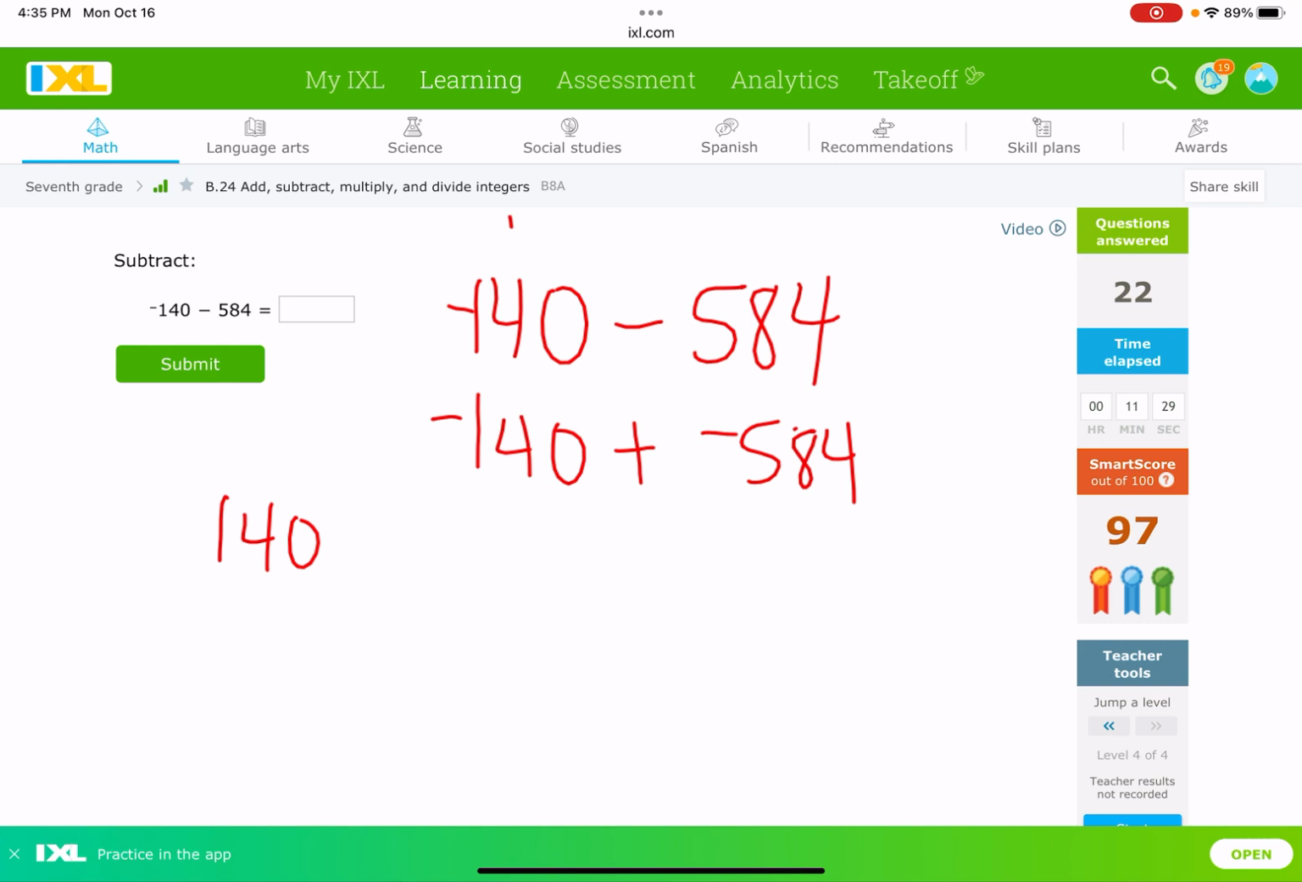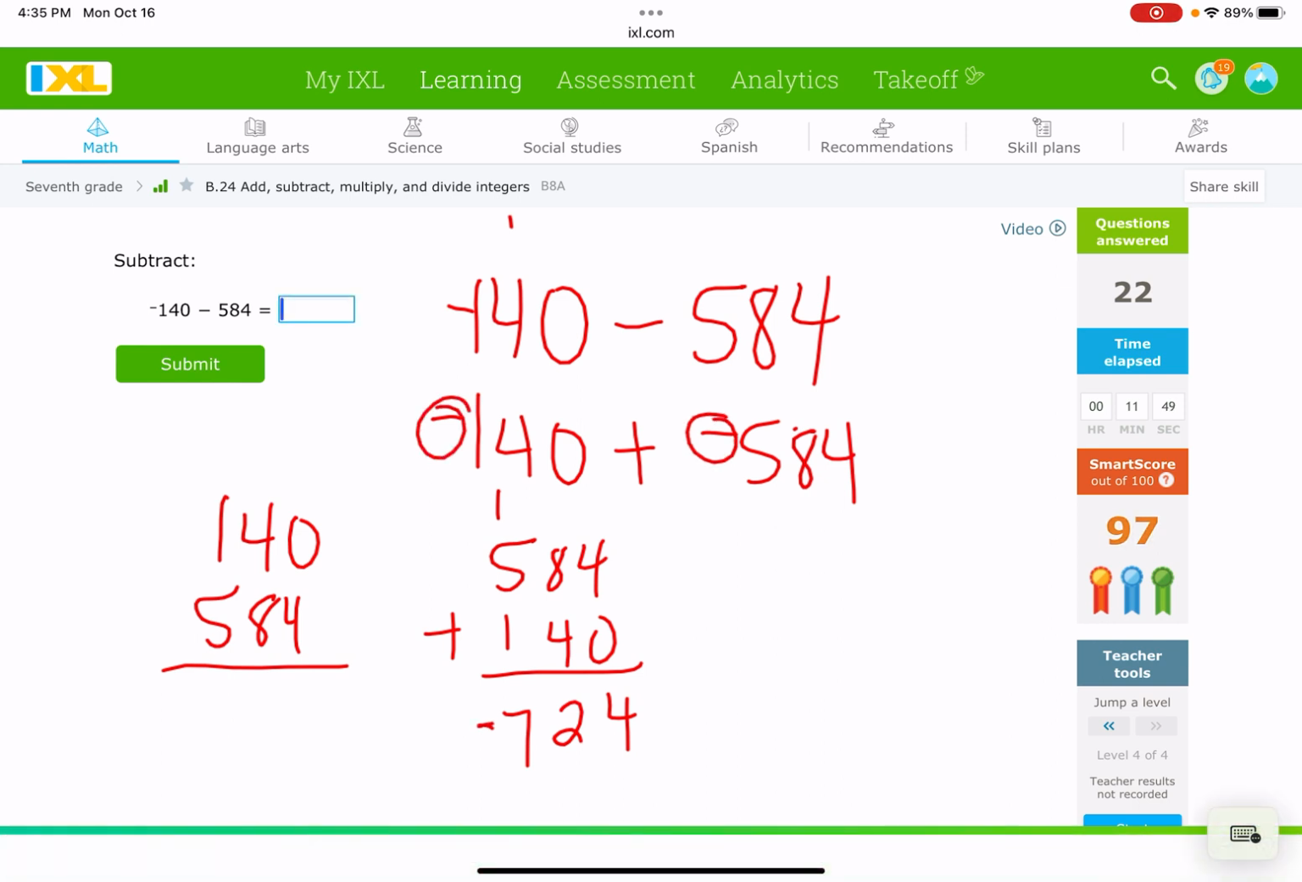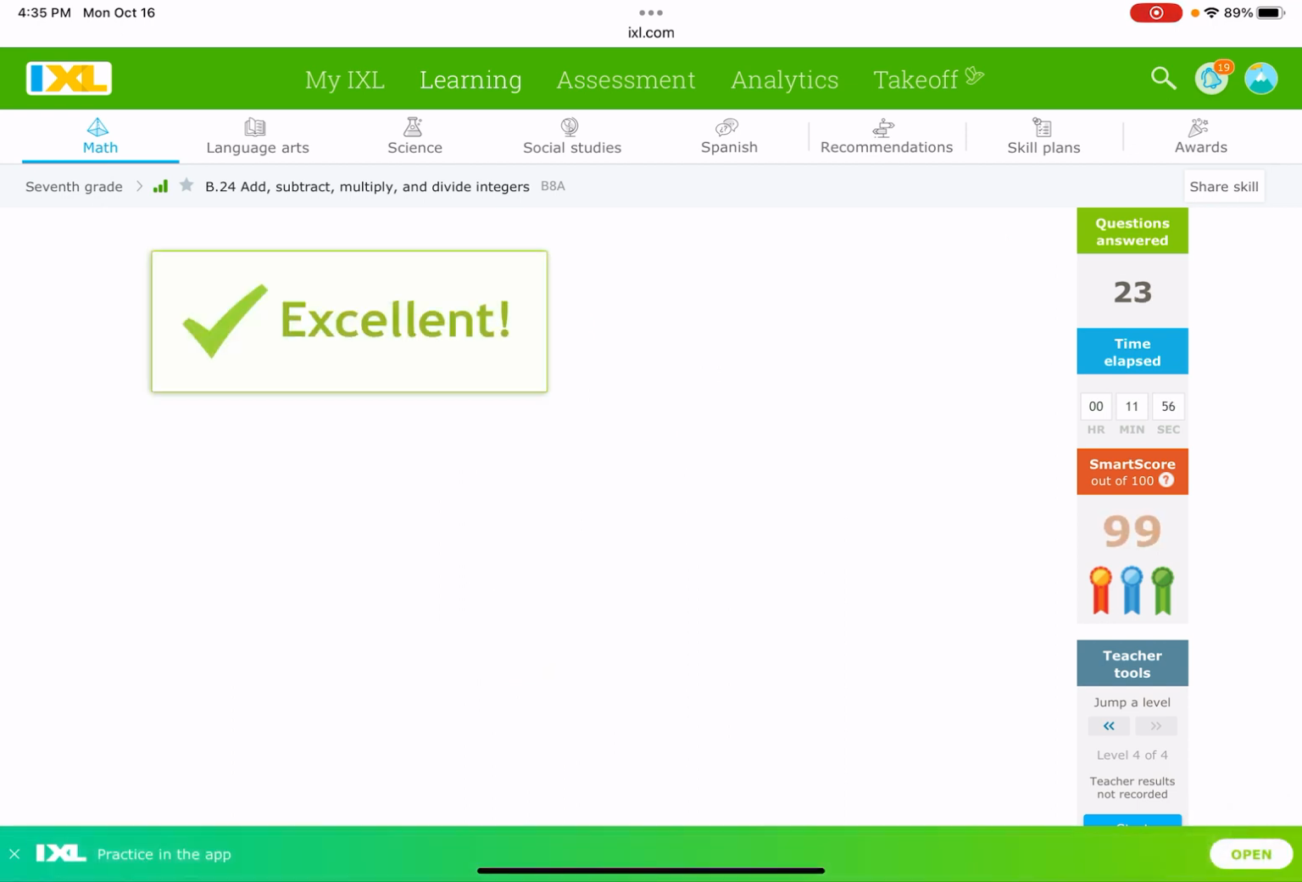140 plus 584, or you could write it 584 plus 140. That might be a little easier to write. And then we'll simply add them. 4, 12, 724. And it's negative 724 because those are both negative. Always watch your sign. I was almost about to write that in there, and I would have messed my score up and have brought mine down. But I was able to do that.